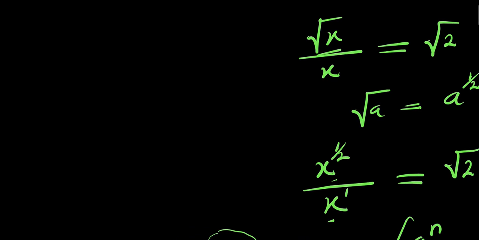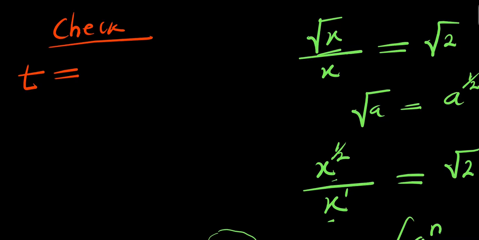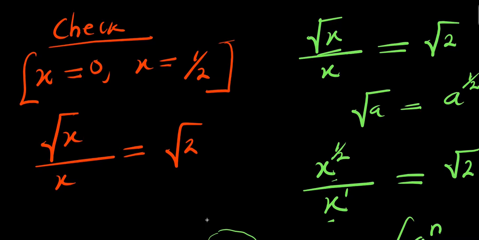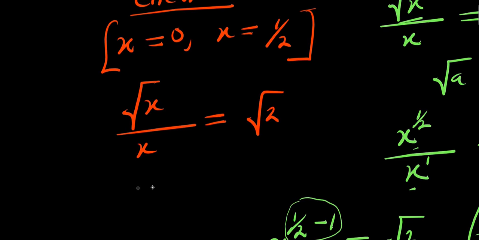Now the next thing we are going to do will be to check. In data, we have two solutions, which are x equals 0 and also x equals 1 over 2. These are the two solutions, irrespective of the method that we have used. So we have root x divided by x equals root 2. If x equals 0, we have square root of 0 divided by 0 equals root 2.